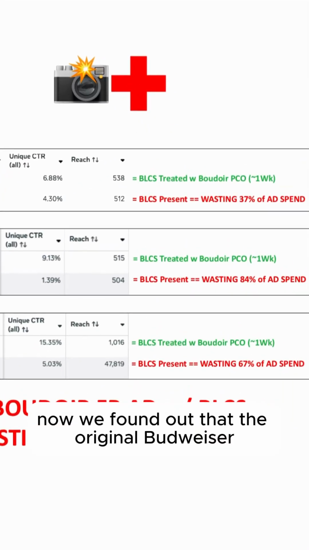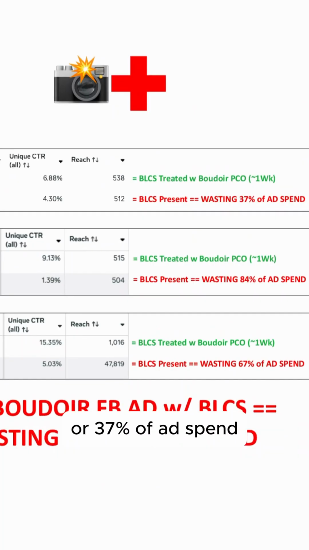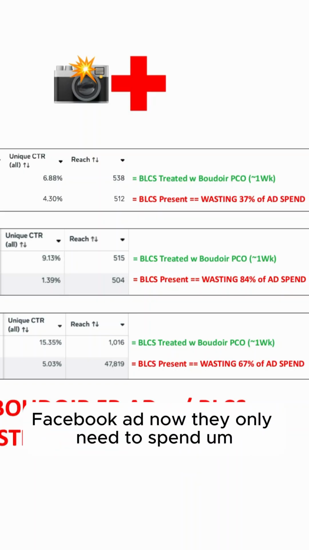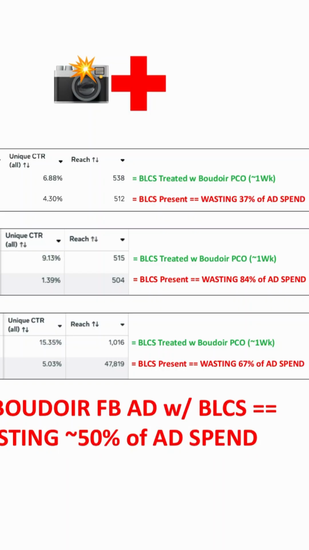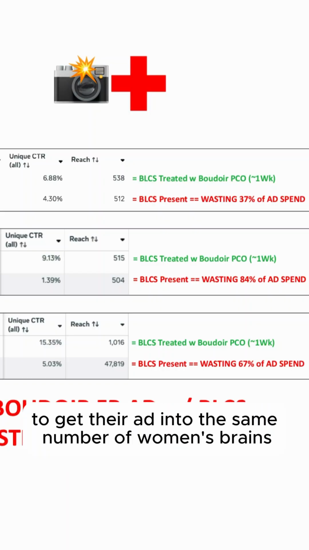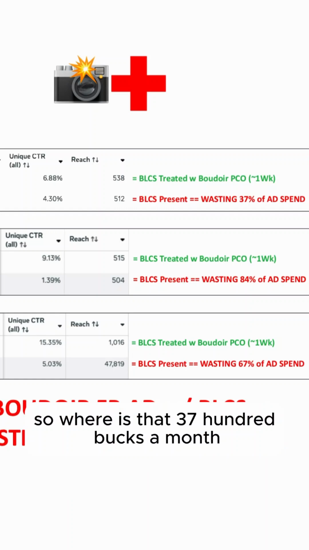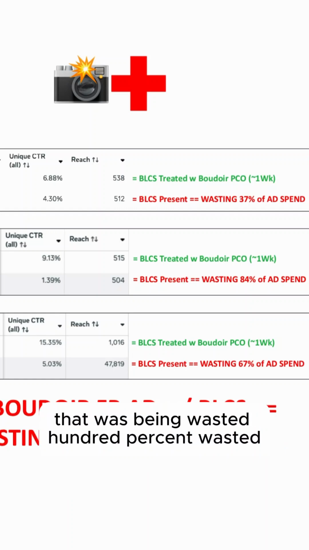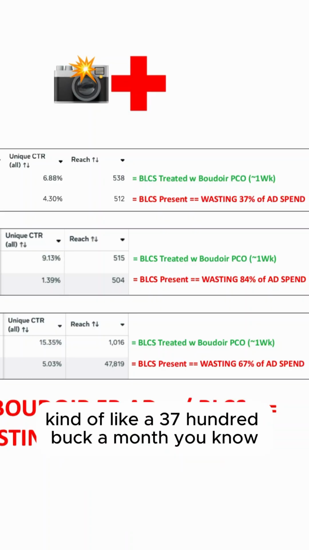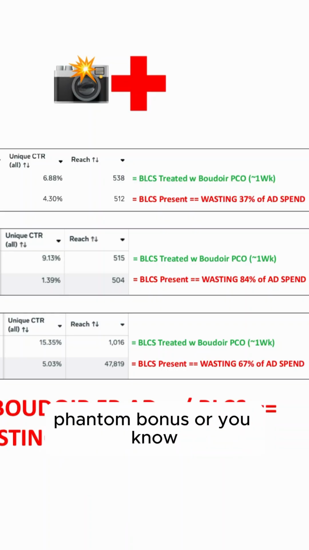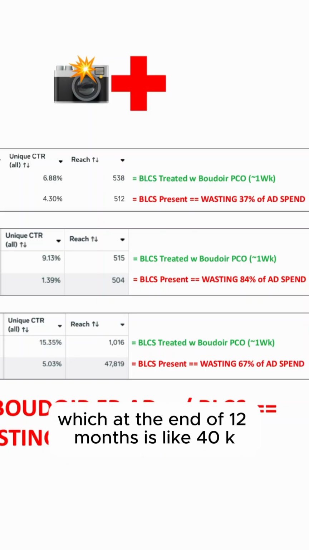Now we found out that the original Boudoir Facebook ad was wasting 37% of ad spend. So if they're spending 10 grand a month on the original Boudoir Facebook ad, now they only need to spend 6,300 bucks a month on the Boudoir Pico treated ad to get their ad into the same number of women's brains. So that 3,700 bucks a month that was being 100% wasted, they no longer have to spend, it stays in their pocket. It's kind of like a 3,700 buck a month phantom bonus, and they don't have to do anything, which at the end of 12 months is like 40K.